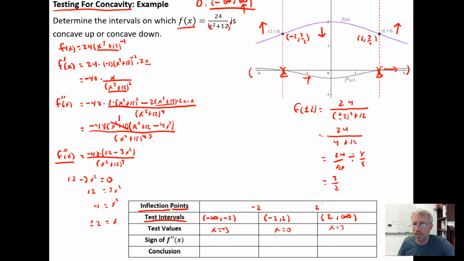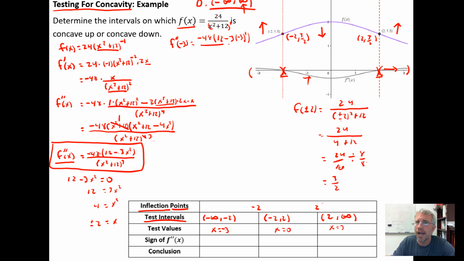And then it's just a matter of plugging our test values into our second derivative right here to determine whether the second derivative is positive or negative. So we take f double prime and evaluate it at negative 3, which will equal negative 48 times 12 minus 3 times negative 3 squared, divided by negative 3 squared plus 12, that whole quantity cubed.